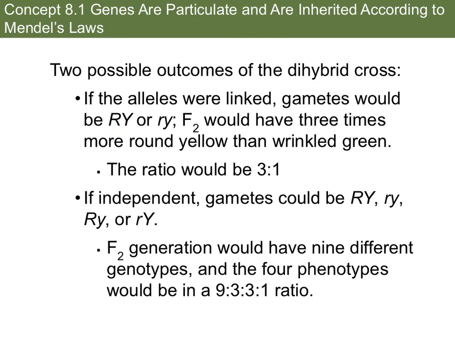The second possible outcome, known as independent assortment, is that the gametes could be big R big Y, little r little y, big R little y, or little r big Y. In other words, there is a chance that the big R could combine with the big Y and the little y, and the little r could combine with the little y and the big Y. In that case, the F2 generation would have 9 different genotypes, and the phenotypic ratio would be 9:3:3:1. So he ran the test, and here were his results.